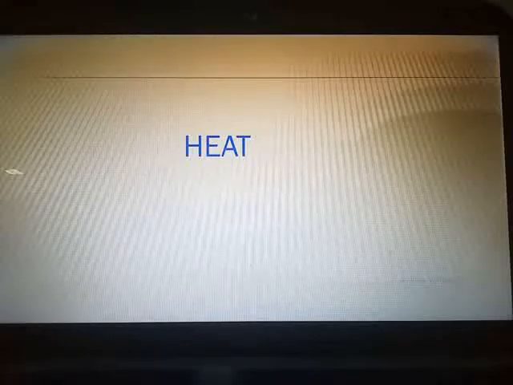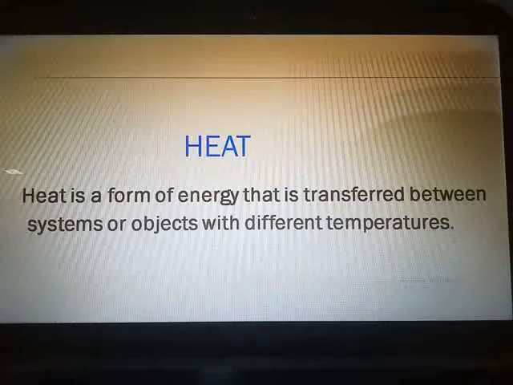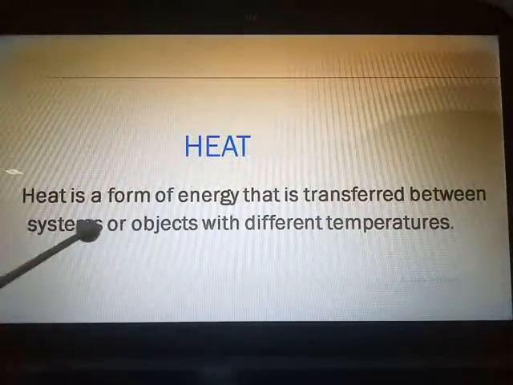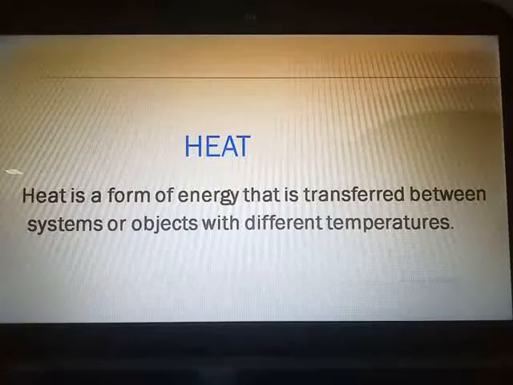In physics, how can you define heat? Heat is a form of energy that is transferred between systems or objects with different temperatures.